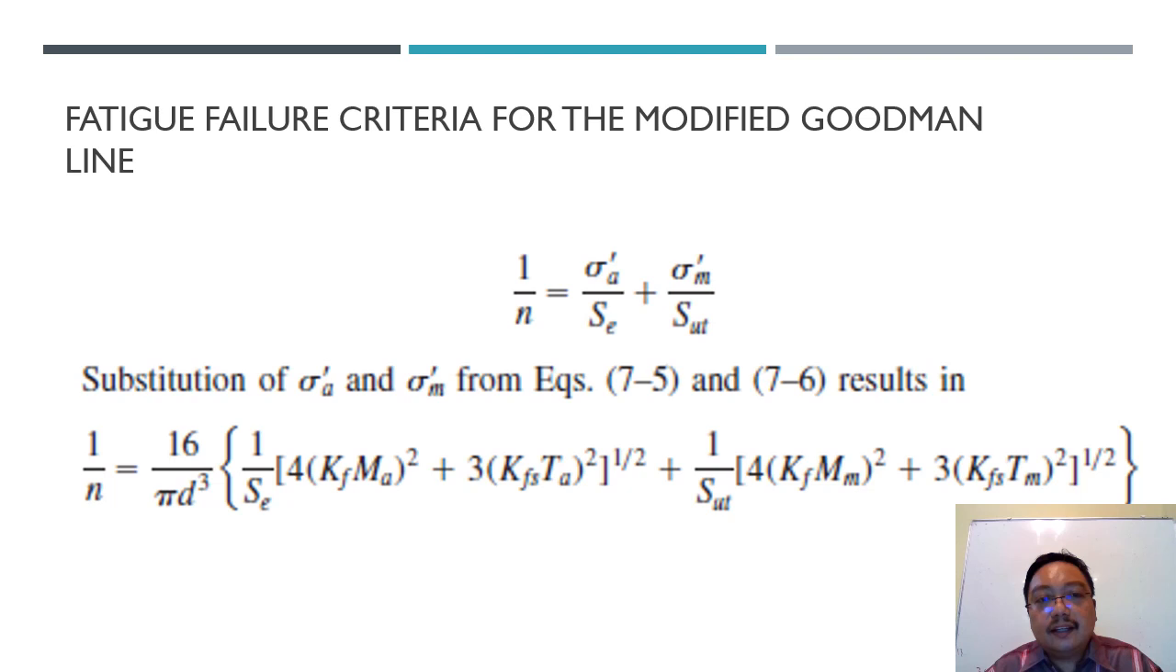This is the fatigue failure criteria for the modified Goodman line. 1 per n is the number of cycles, then the alternating stress, then the mid-range stress, then the surface endurance strength, and then the ultimate tensile stress. Then substitution of alternating stress and mid-range stress from equations 75 and 76 results in this equation.